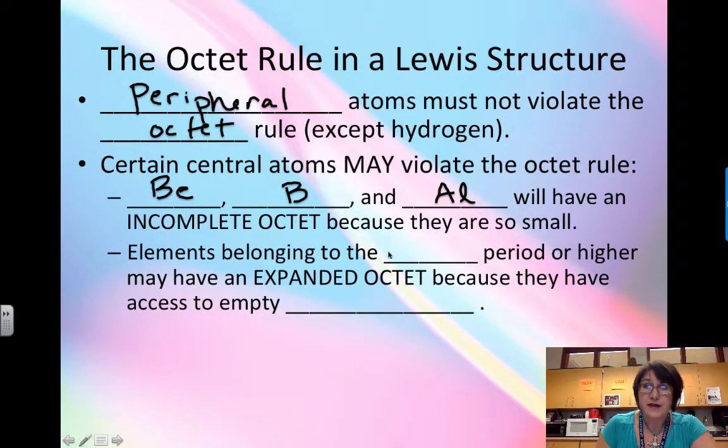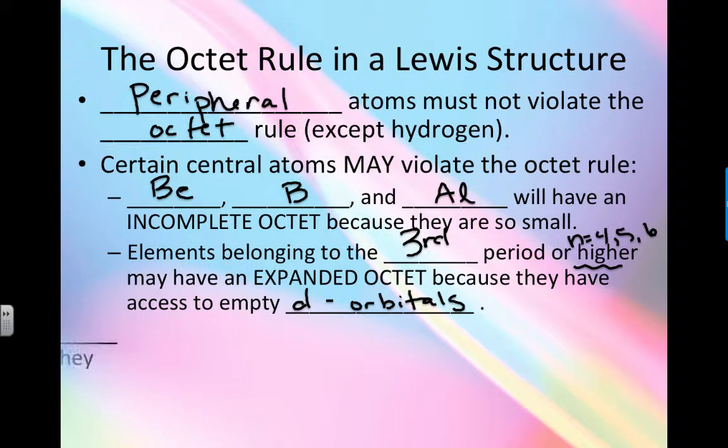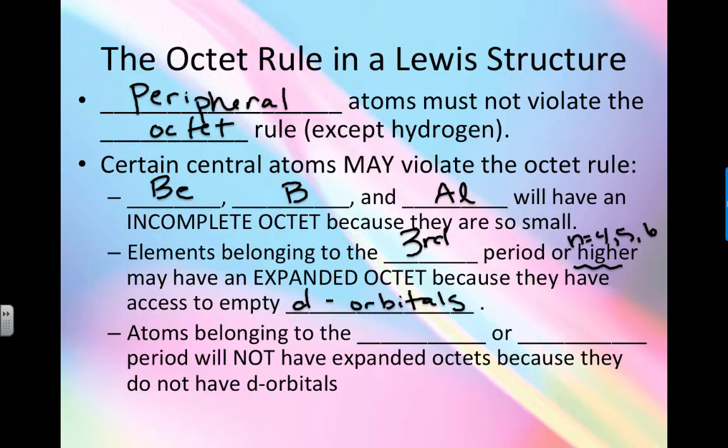Then elements belonging to the 3rd period or higher, that means higher numbers, like n equals 4, 5, 6, and so on, may have an expanded octet because those elements have access to empty d orbitals. And because it's in the d orbitals where we're expanding the octet, atoms that belong to the 1st or 2nd period will not ever have an expanded octet because there is no such thing as a 1d orbital or a 2d orbital. No expanded octets then for the first 2 rows.